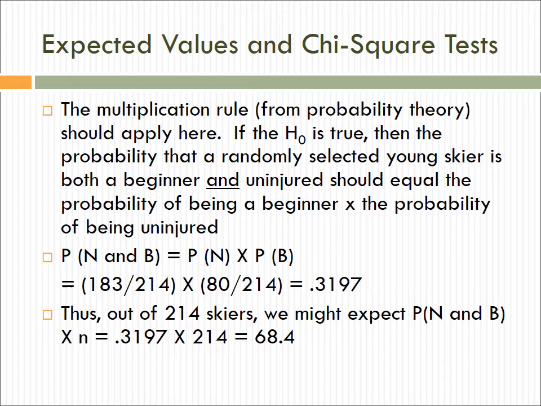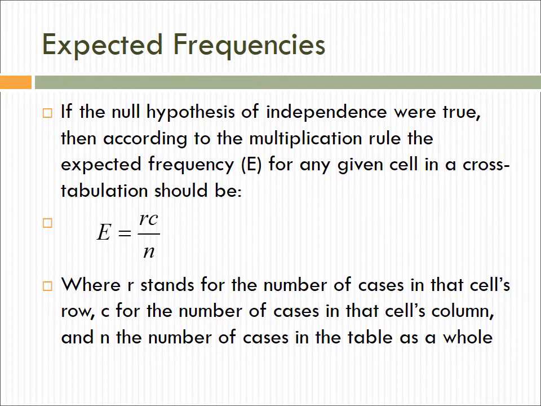And so we've calculated below the probability of injured and uninjured. So 183 divided by the total, which is 214, and then 80 divided by 214, which is equal to 0.32. So that would be the expected probability of not having injury. And we take that number of 0.32 and multiply it by 214 skiers. So the expected count would be 68.4 of not being injured and being a beginner.